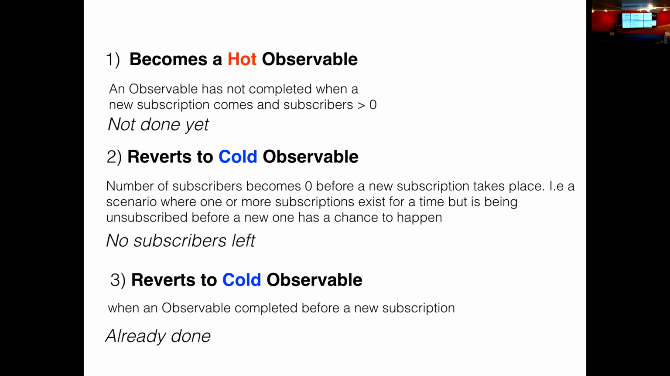And of course, there is another case where an observable has completed before a new subscription has been done. So this means that the entire match has passed you by. And that's when the other guy tries to come in and says, what's the score? Yeah, you can always read about it later in the news.